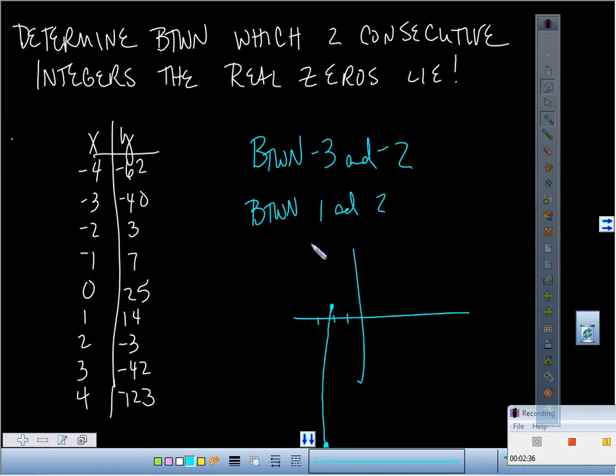Now, this one has 2 zeros. Does that mean that it has to be a quadratic? What could it be? It only has 2 zeros. Could it be a cubic? That's right. It can't be a cubic, guys. Okay? Could it be a 4th degree? Yes. Could it be a 5th degree? Could it be a 6th degree? What are y'all telling me?